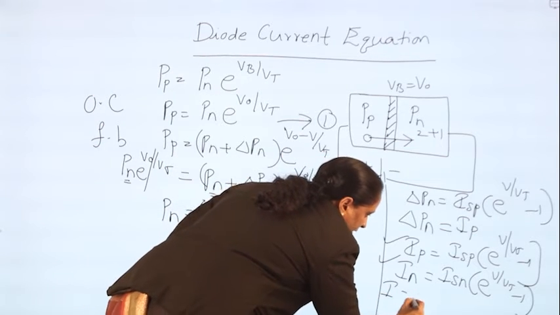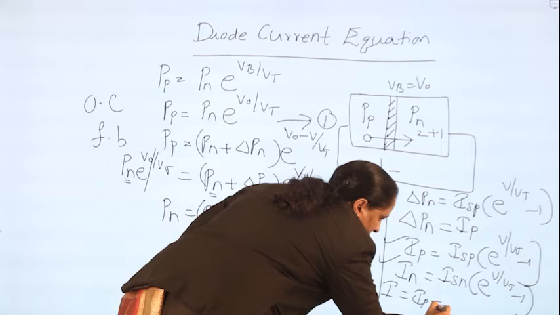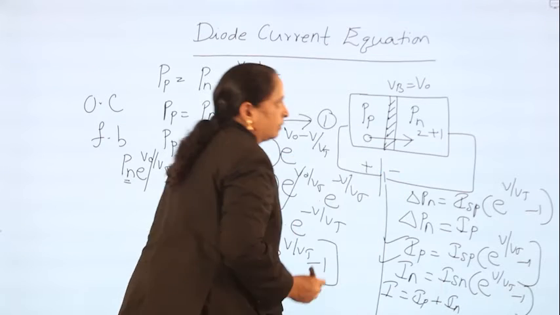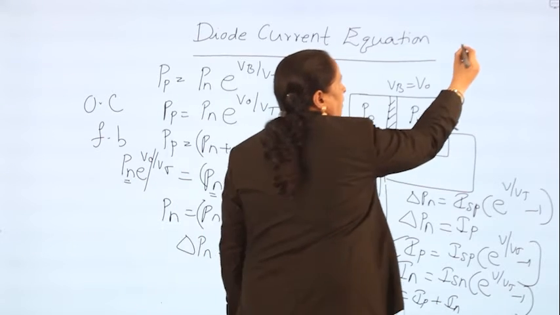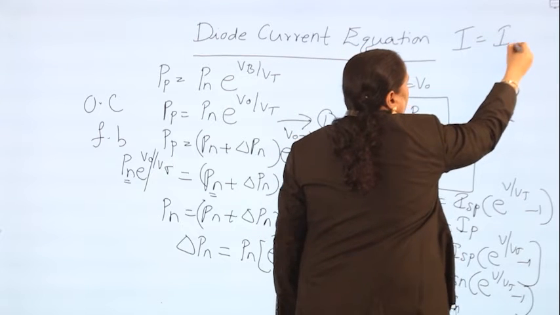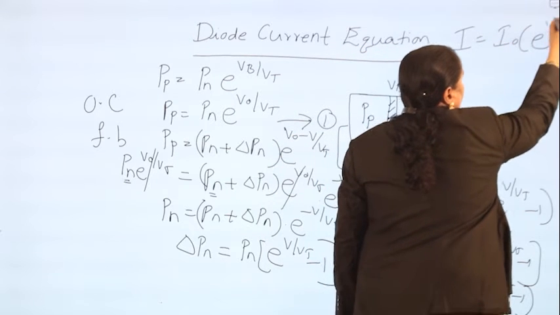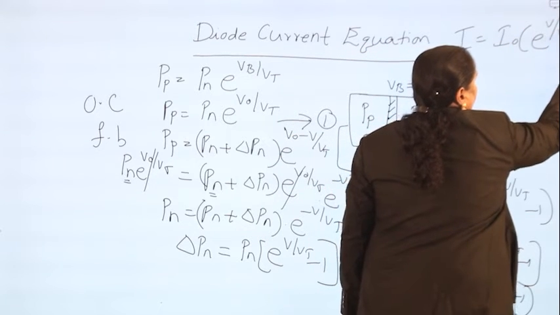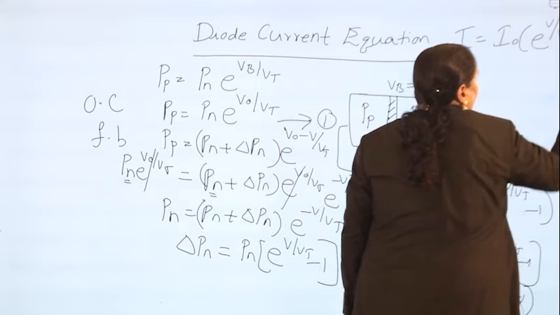Therefore, I is equal to Ip plus In. Now, if you see the expression, the total current is equal to I naught into e power V by Vt minus 1.